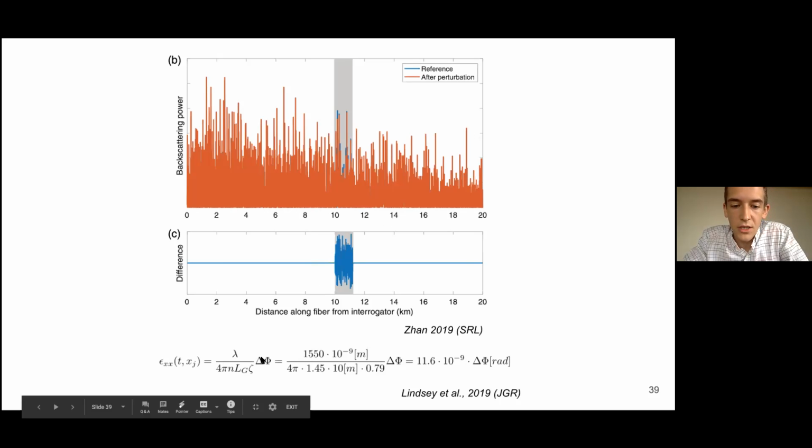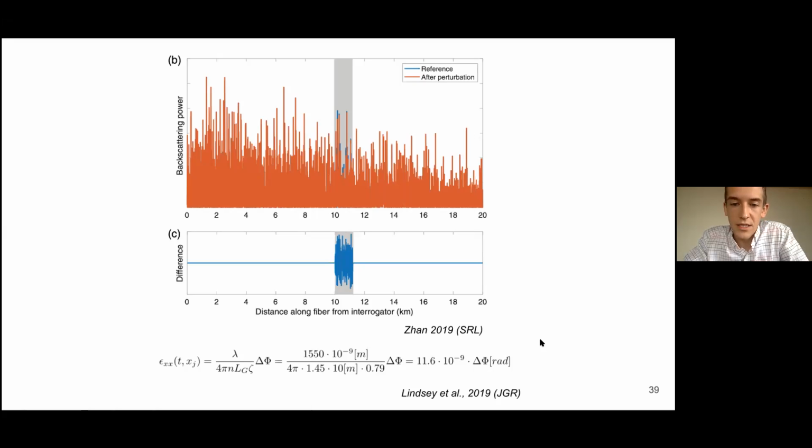So if we measured a change in phase at a position here, we would know exactly that it's approximately 11.6 nanostrain per radian of phase change. So this is a photonic description of the same method that we were talking about before, but a little bit more detail on the photonic side.